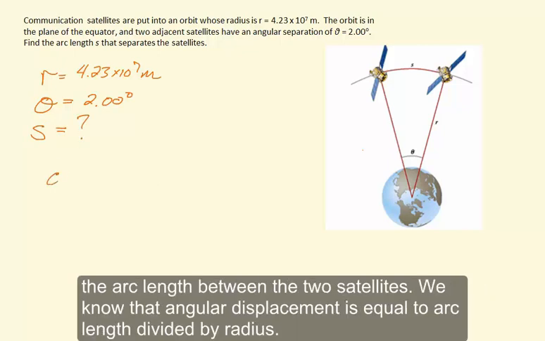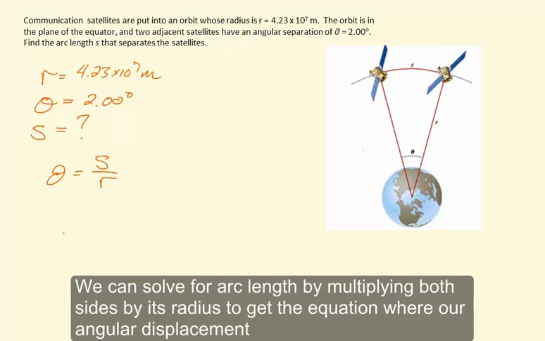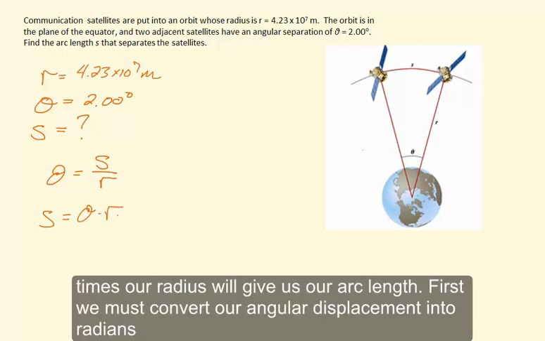We know that angular displacement is equal to arc length divided by radius. We can solve for our arc length by multiplying both sides by the radius to get the equation where our angular displacement times our radius will give us our arc length.